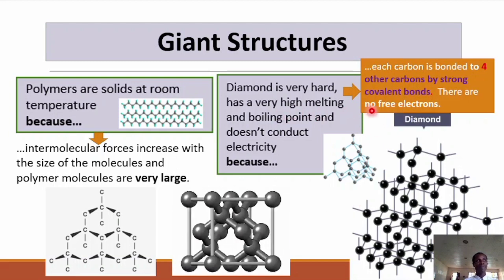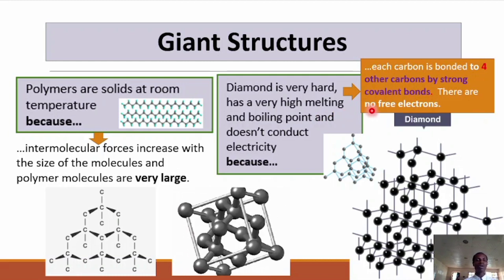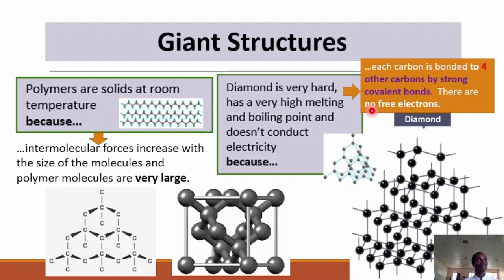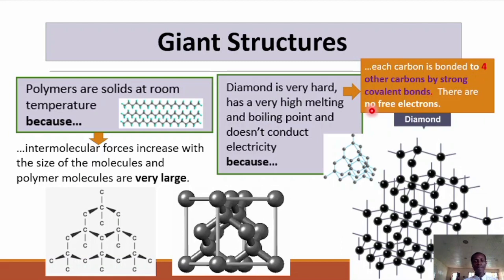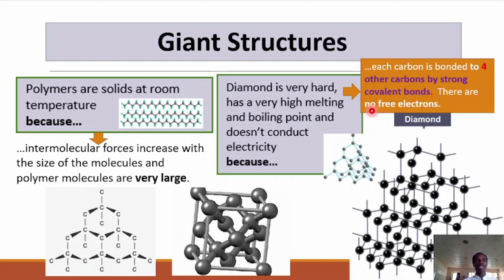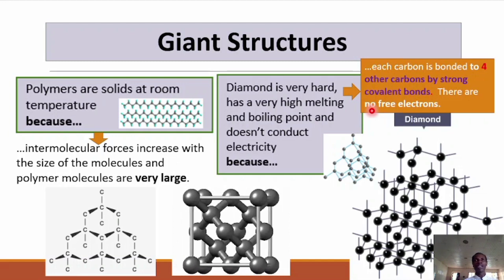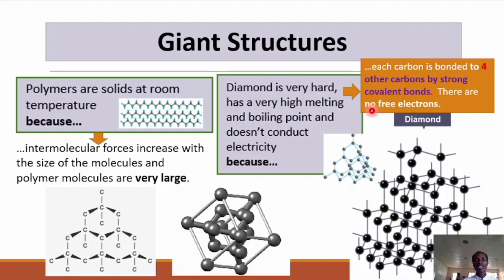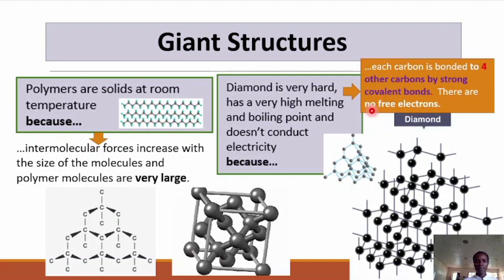That's why it has a high melting point, and that's why it has a high boiling point. And it does not conduct electricity because there's no free electron left. It has used all the electrons in its outermost shell, which is 4, to form bonds. So there's no free electron. A substance that does not contain free electrons will never conduct electricity.